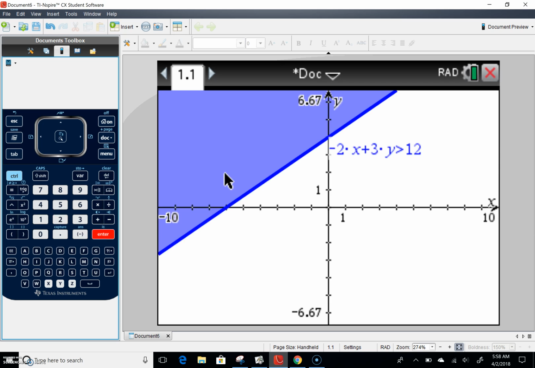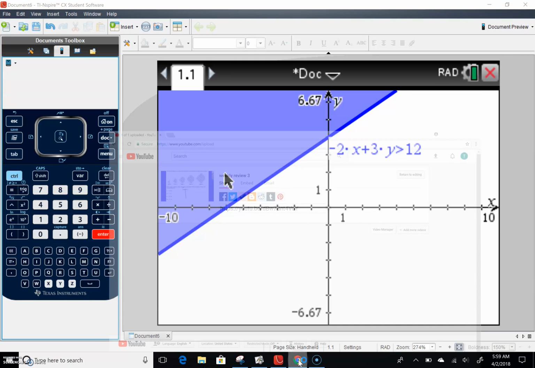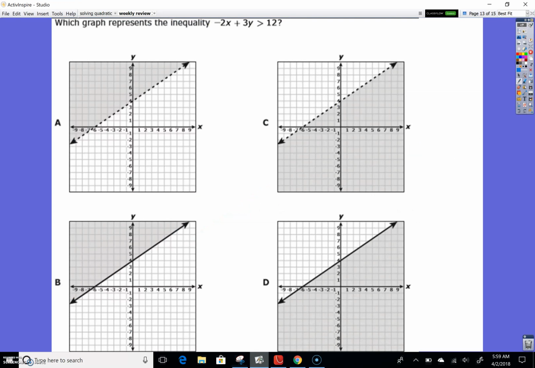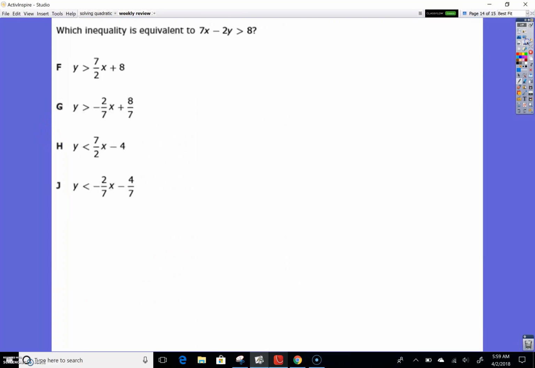1, 2, 3, 4. 1, 2, 3, 4, 5, 6. Oops, wrong one. And if you look at it, it's on this side. So remember, there's no line here, so these two are wrong. So this one right there is correct. Here, this one we actually have to solve because there's no way around it, unless you want to graph it. You graph that one, you graph that one, and the one that matches is going to be correct. But let's solve.